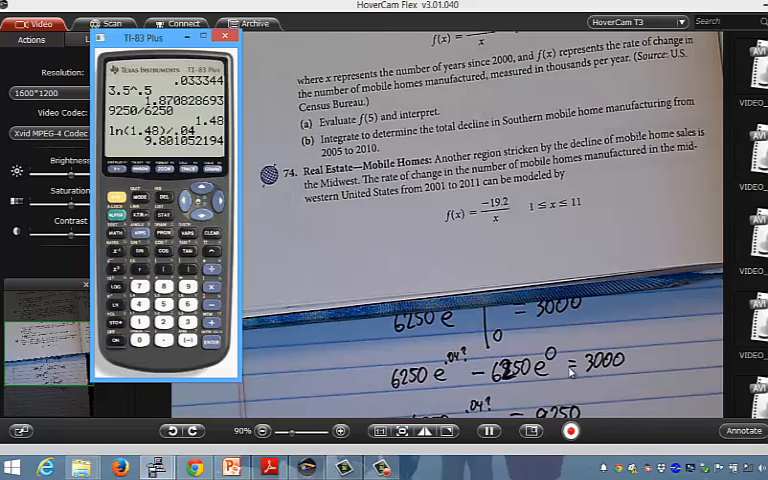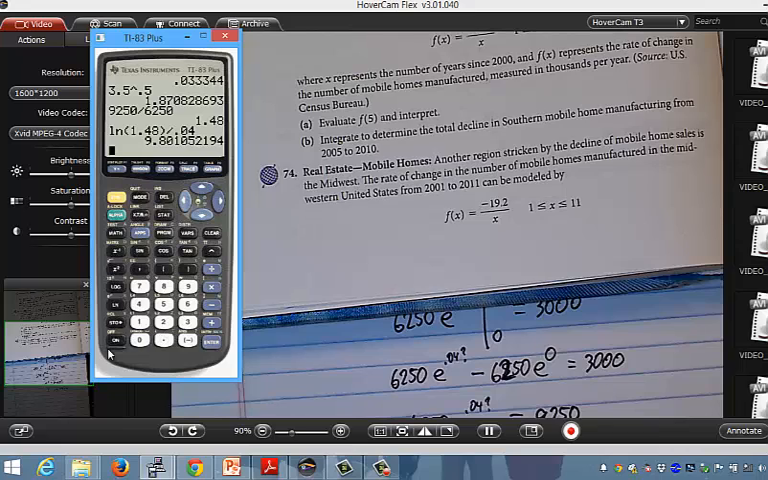And yeah, so anyways, just like the housing bubble burst, it says, according to our book, that mobile homes stopped selling in the early 2000s also. So that's why this is a rate of change, and notice it's negative. The rate of change was going down from the year 2001 to 2011. Okay? Now, if we're going to understand this problem, I think we should graph this function. So I'm going to go ahead and do that. So I'm going to hit the y equals screen.